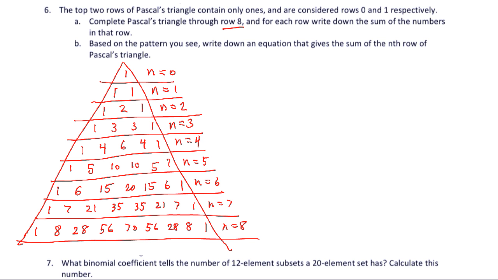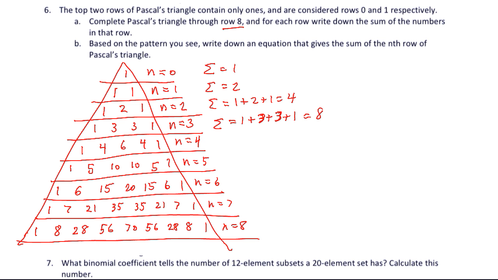Write the sum of the numbers in that row. Okay, the sum is 1. Here the sum is 2. Here the sum is 1 plus 2 plus 1, which is 4. Here the sum is 1 plus 3 plus 3 plus 1, which is 8. You can see that the sum is doubling every time. 1 plus 4 is 5, plus 6 is 11, plus 4 is 15, plus 1 is 16. 1 plus 5 is 6, plus 10 is 16, and I have the same number on the other side. 16 plus 16 is 32.